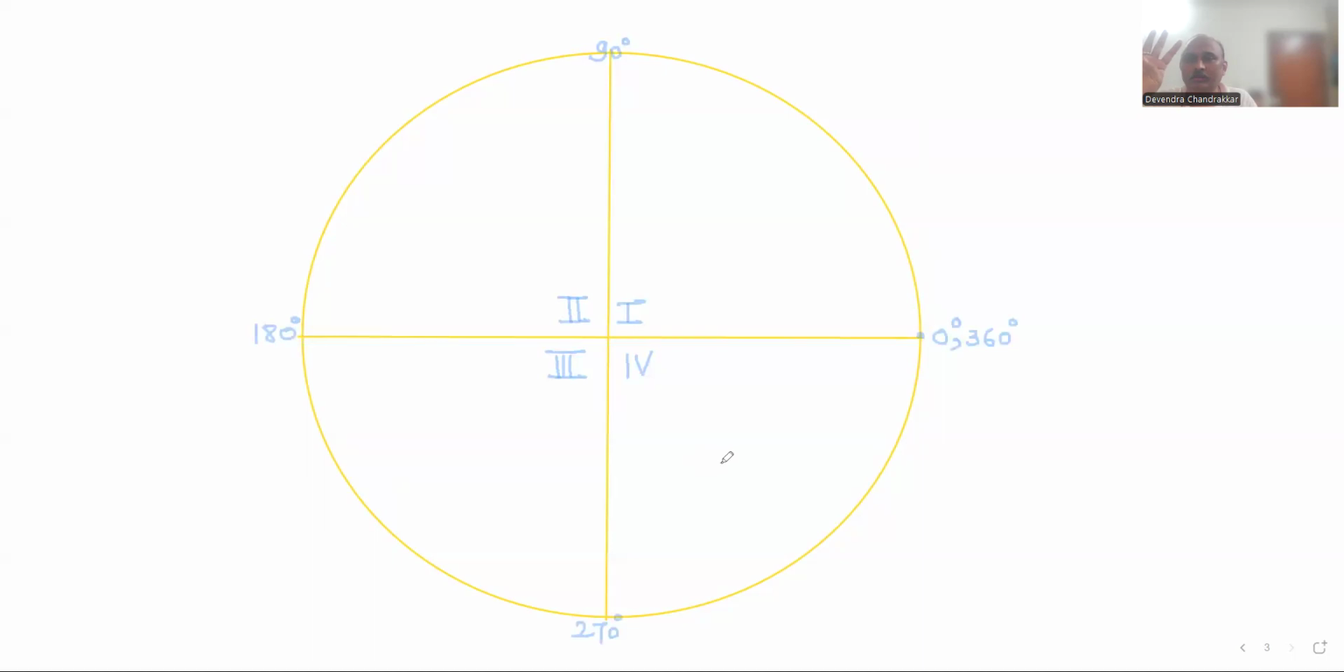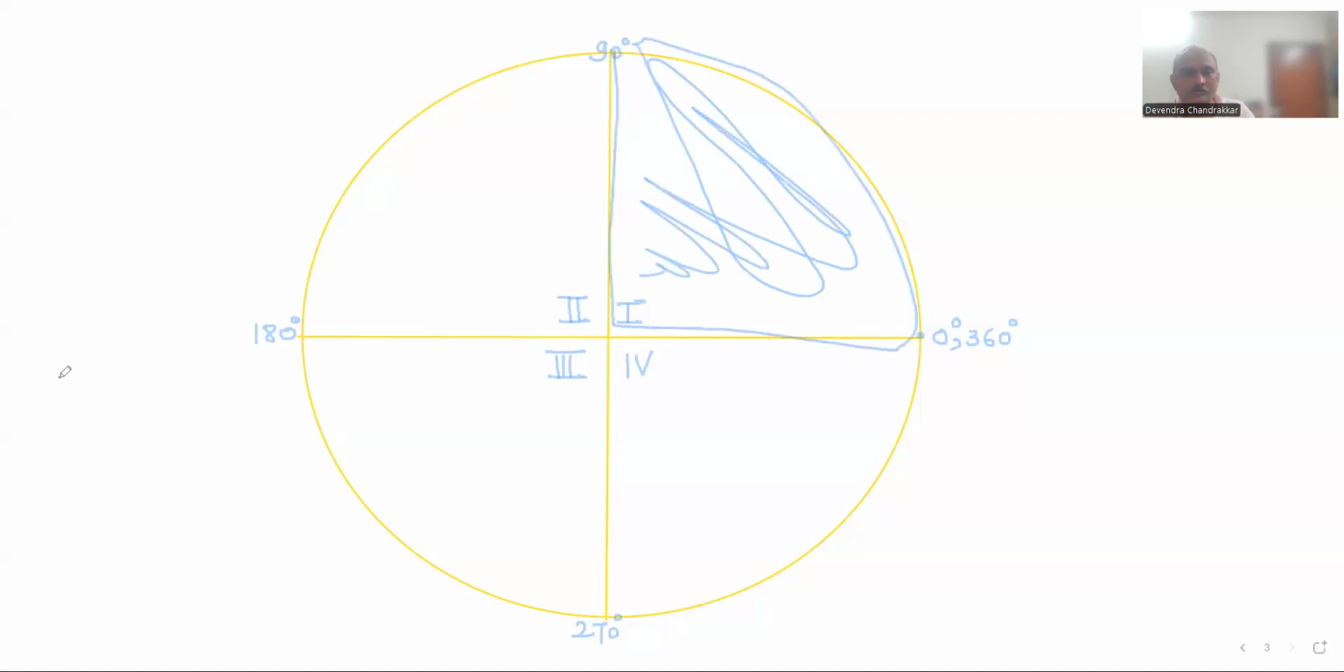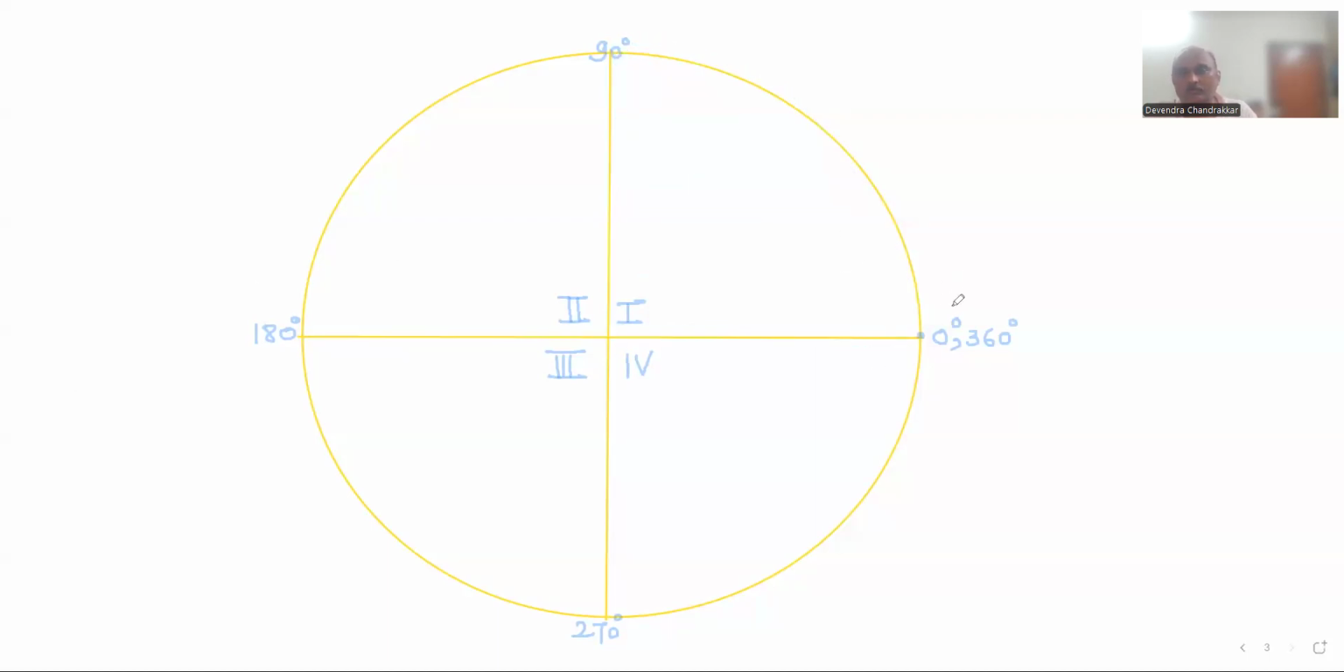These are the 4 quadrants. All of you understood this? Anybody having any doubt? Sir, what is a quadrant? Quadrant means one-fourth of a circle. So this is the quadrant, right? This is one-fourth. Yes, sir. So first quadrant is between 0 and 90, second between 90 and 180, third between 180 and 270, and fourth between 270 and 360.